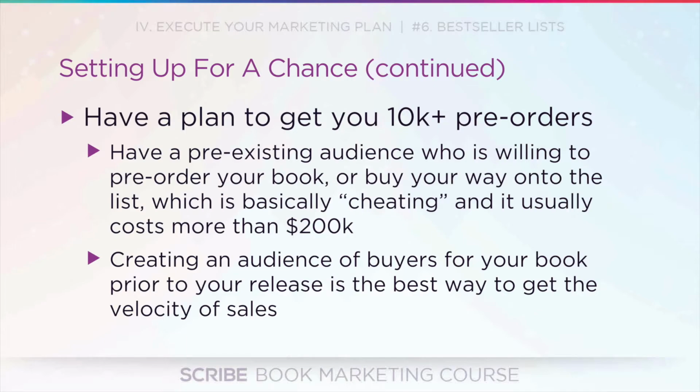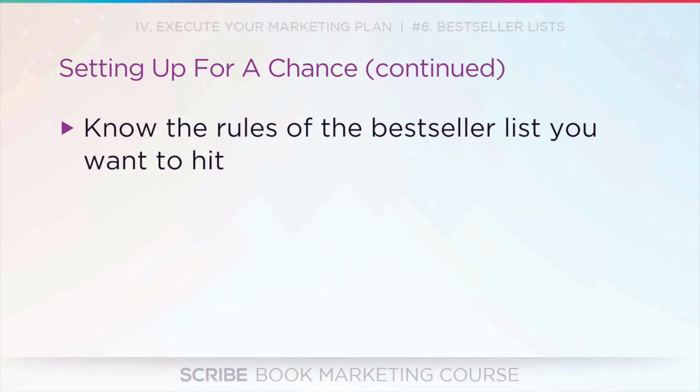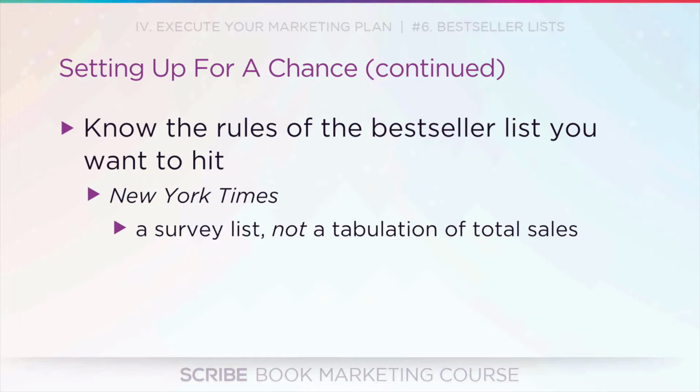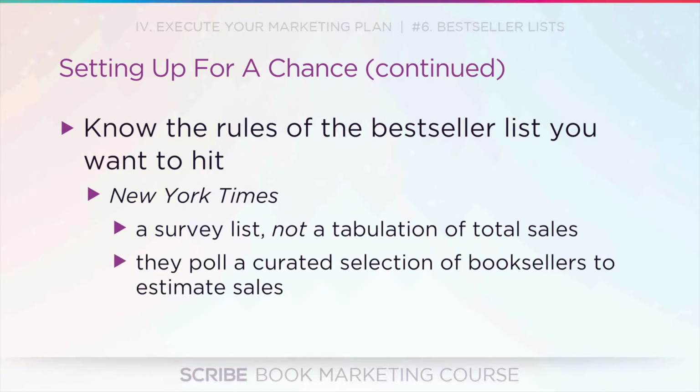So if you don't have an audience and you don't have the money, you're not getting on the list. I just can't make it any clearer. Furthermore, you've got to know the rules of the bestseller list you want to hit. So for example, the New York Times is a survey list, not a tabulation of sales, like I've said multiple times. This means they are polling a curated selection of the most important booksellers to estimate sales. And so essentially what they're trying to do is create the appearance of a list of culturally important books. And then they heavily weight those.